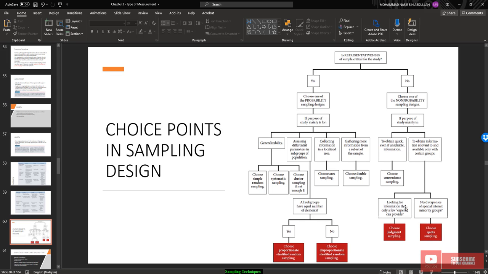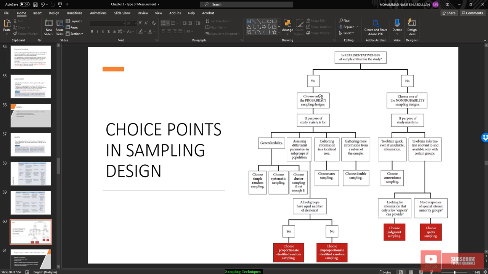So now, choice points in sampling design. If a representative sample is critical in your study, if yes, then you need to use probability sampling techniques. If no, then you can choose probability sampling techniques or non-probability sampling techniques. Either one, right?